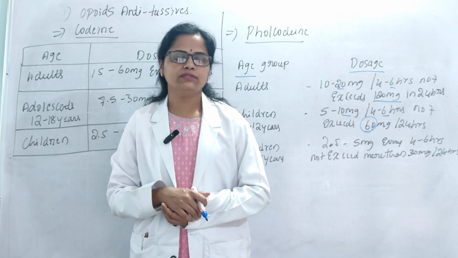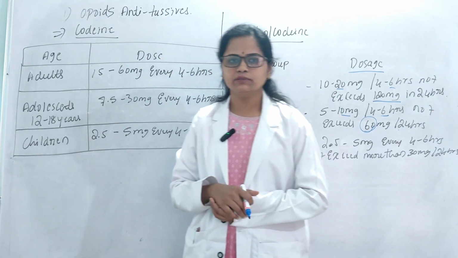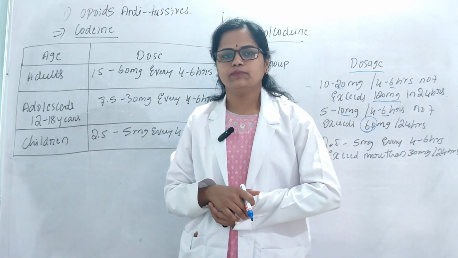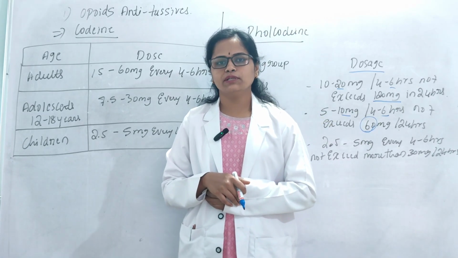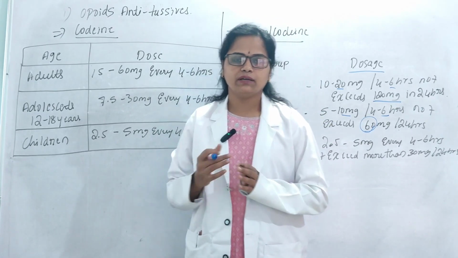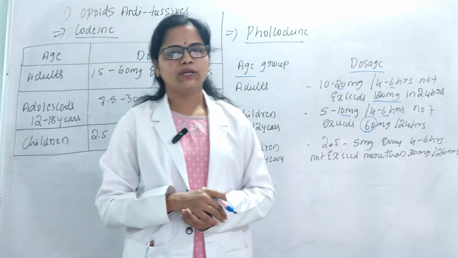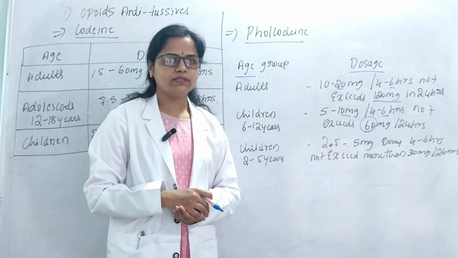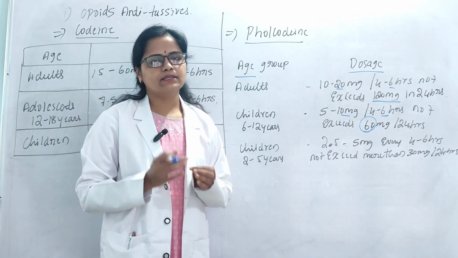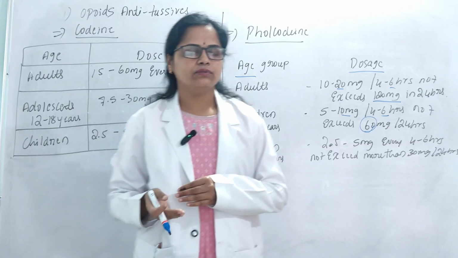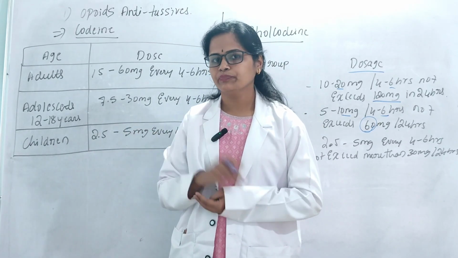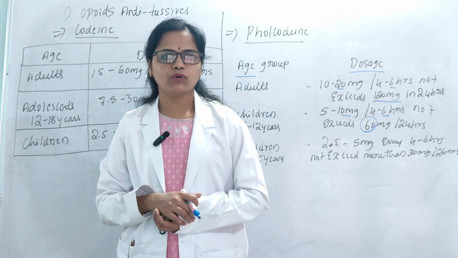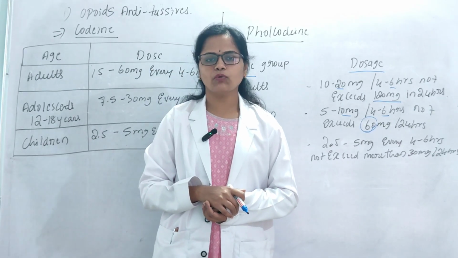And the next is the pharmacokinetics. These drugs are partially absorbed orally, and distribution occurs through the blood and other mucous secretions. Metabolism mainly occurs in the liver, and excretion occurs in the kidney, through the urine. This is the pharmacokinetics of opioids.